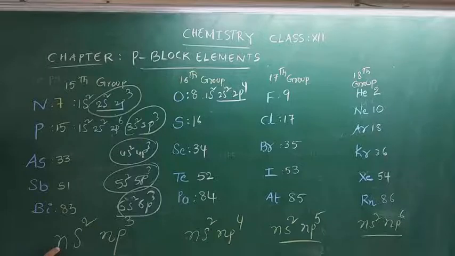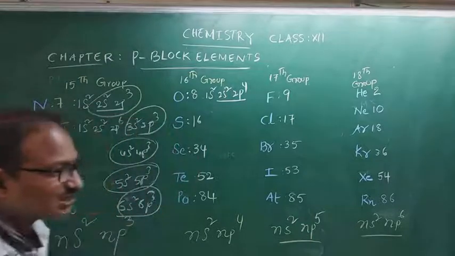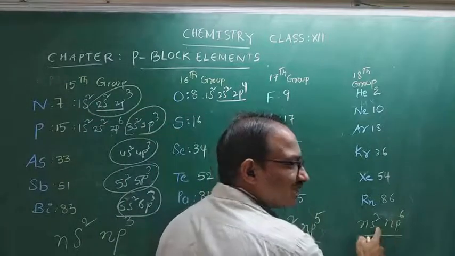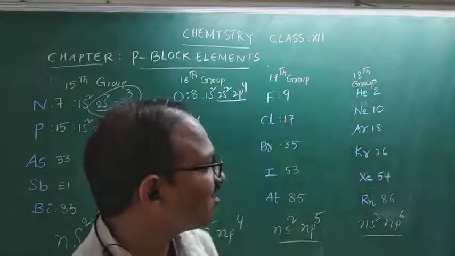n means orbit number or shell number. This is called principal quantum number. First orbit means n value 1. Second orbit means n value 2. Third orbit means n value 3. Like this. ns2 np3, ns2 np4, ns2 np5, ns2 np6. In ns2 np6, 8 electrons are already present in the valence shell, so they are most stable. 18th group elements are most stable.